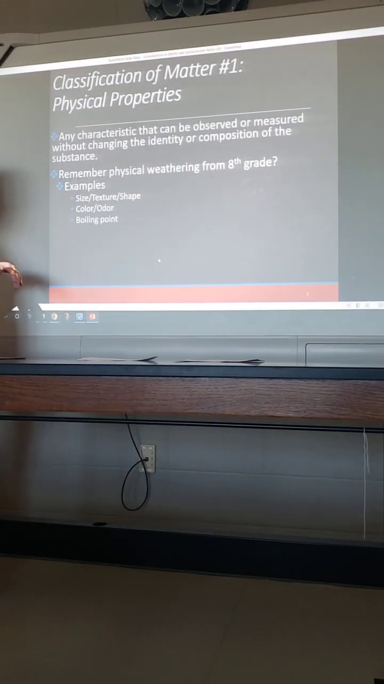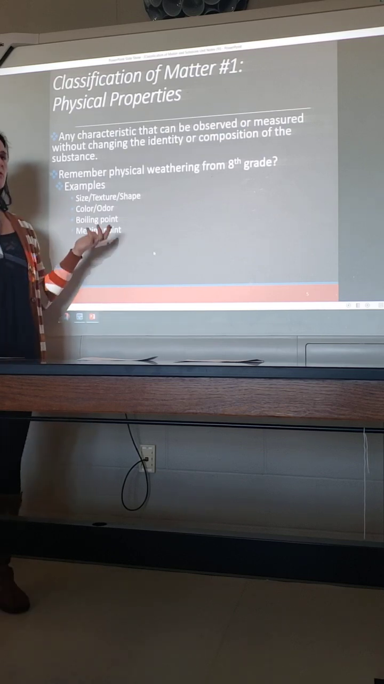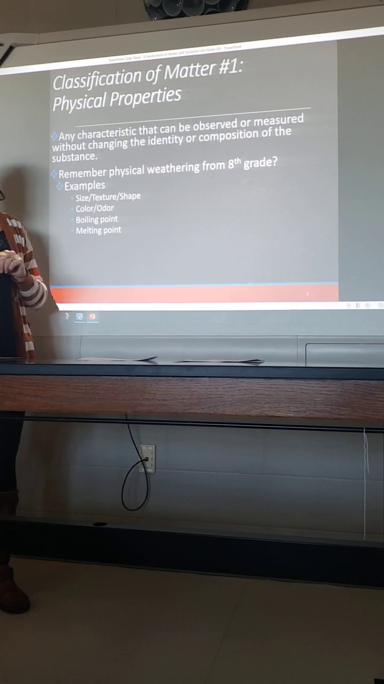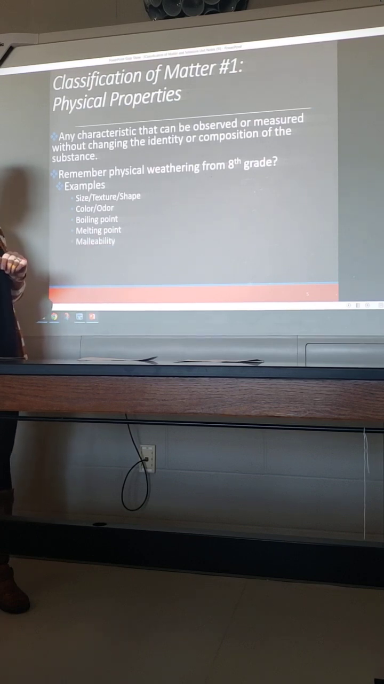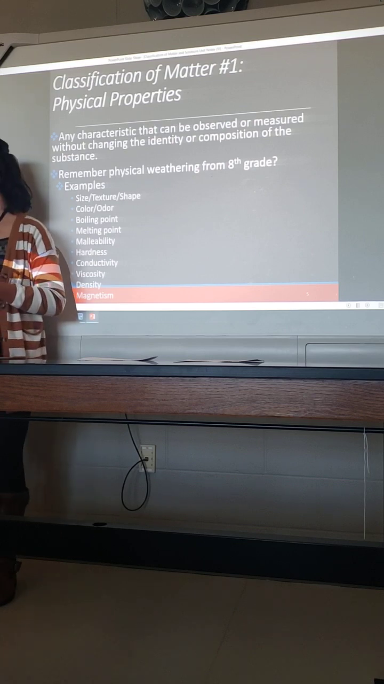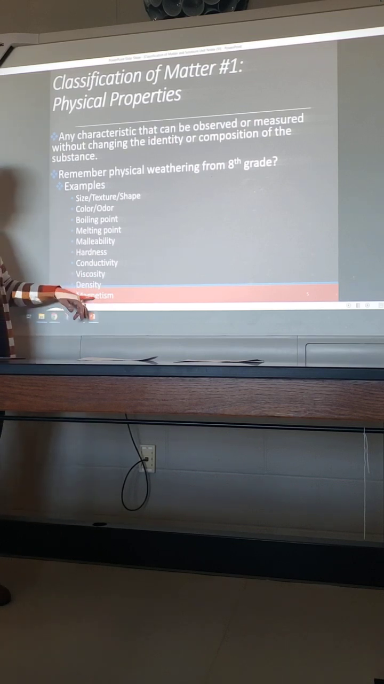Boiling point and melting point we'll talk about. These are unique and specific to each substance, like you can look up the boiling and melting points. All right, we'll talk about those more in a minute. Malleability, hardness, conductivity, viscosity, density, we've already talked about, and magnetism. We'll talk about those a little bit more in detail. Last year, you had magnetism 2 or 3 different times within our units, so you probably have a pretty good idea of those as well.